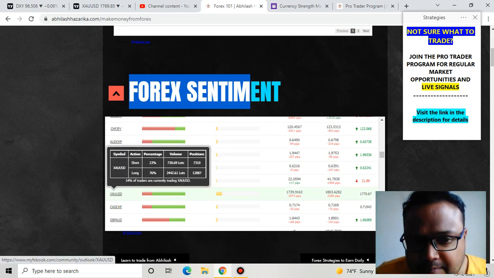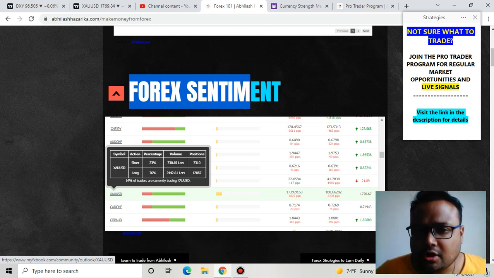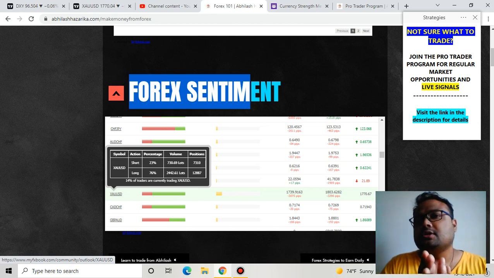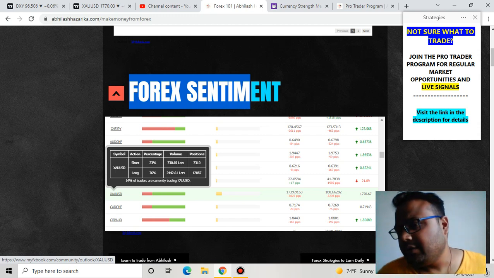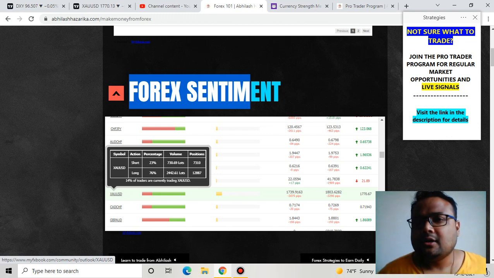23% retail traders have taken short position and 76% retail traders have taken long position. Keep in mind that this sentiment meter shows the positions of the retail traders, not the institutions. So 76% retail traders are still holding their buy position on gold, and only 23% are on the sell side.